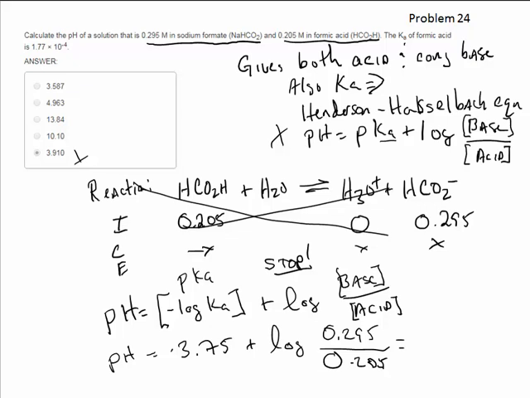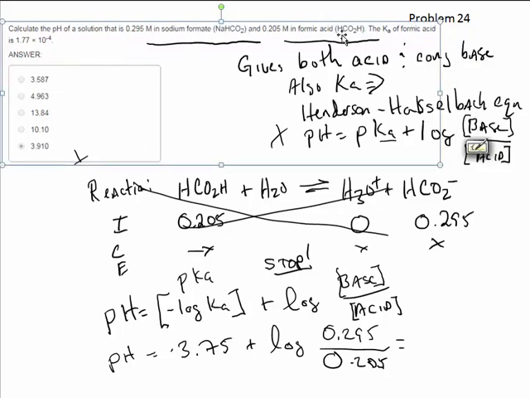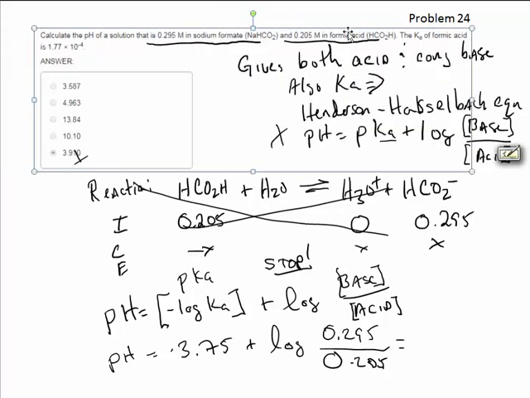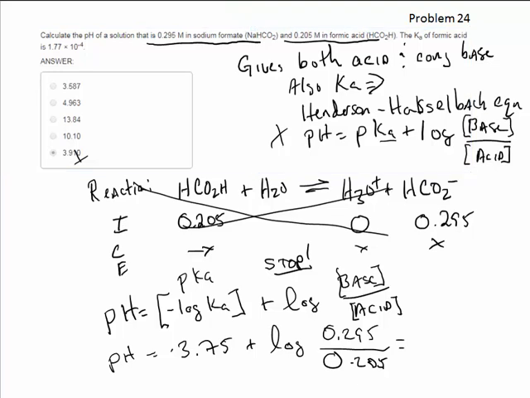We're given both the acid, that formic acid, and we're also given the conjugate base to that, this stuff. So we're given both acid and conjugate base and the Ka. That should be a big signal going off saying we're going to use Henderson-Hasselbalch, which is this equation right here. So it's the pKa plus the log of the base over the acid.